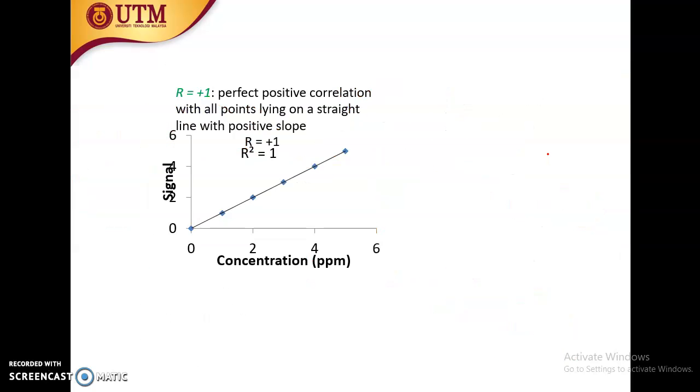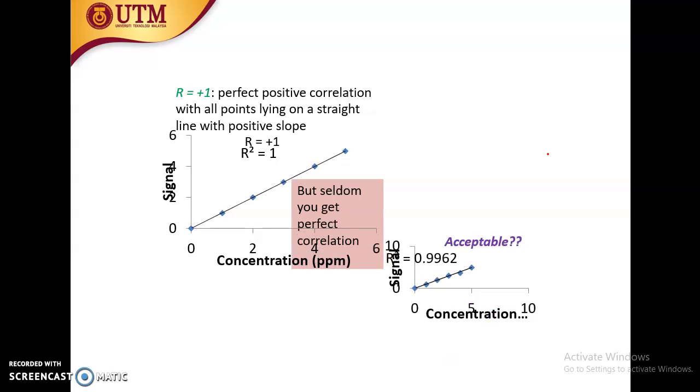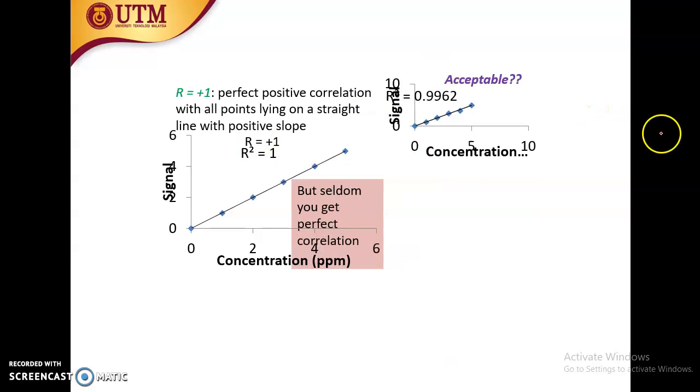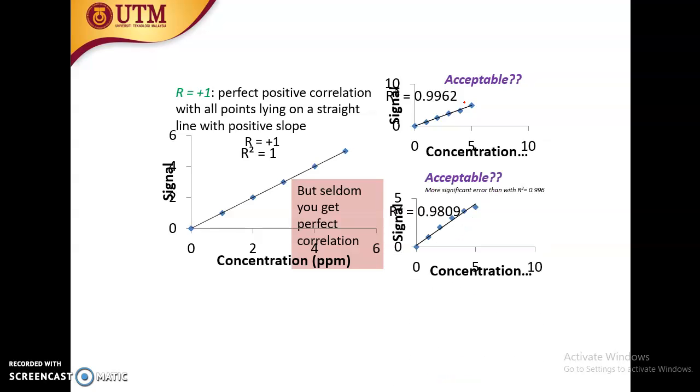So this is how an R square, the regression coefficient, nearing 1 looks like. It's really good. Okay. Is this acceptable? Okay, 0.9962. Okay, this is acceptable. Just now I said you should get 0.995 and above. Okay. And then, is this acceptable?